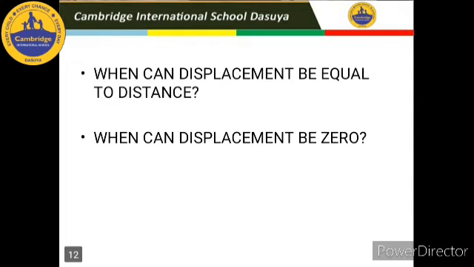in problem number 3, the man goes from A to B, then from B to C, and from C back to A. So in this case, the point from where the man started, he reaches back to the same point. So the initial and the final position are the same, therefore the displacement will be 0. What I mean to say is that if the path is a closed one, the displacement is going to be 0.